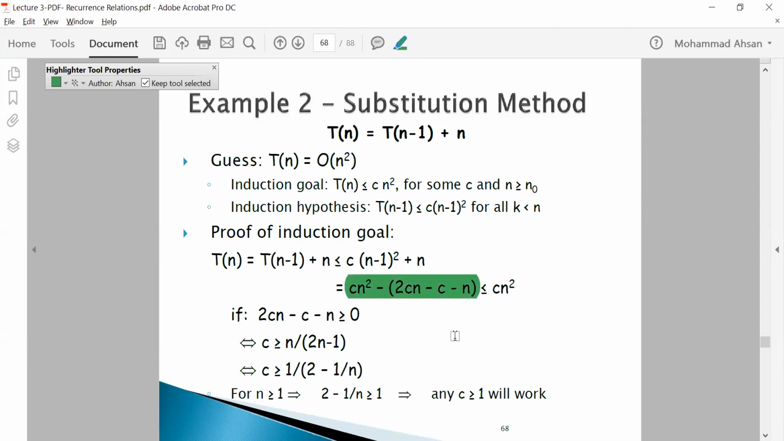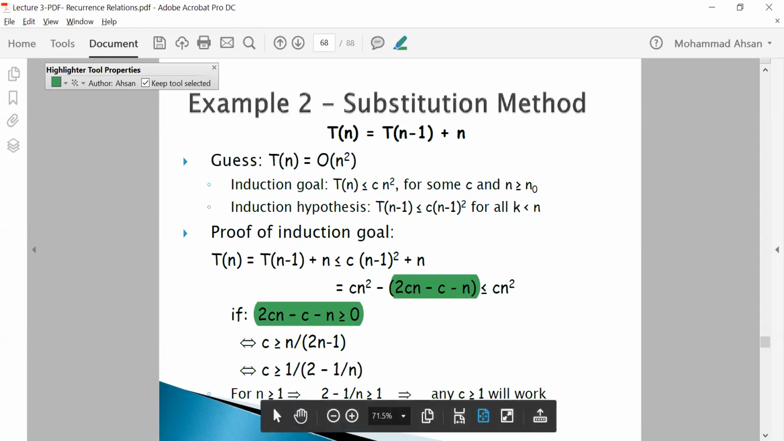this form. So you are subtracting something from cn square. So obviously it's going to be less than, but provided this value inside the bracket here is positive. If this value is positive, then this equation is true. When will this be positive? If you put it like this, it is positive when c is greater than this value here, and then you can find out what c value will work. C is greater than 1 by 2 minus 1 by n. So if n is 1, c is 1, and that will work for this example. Okay.